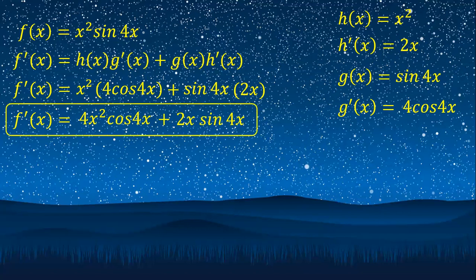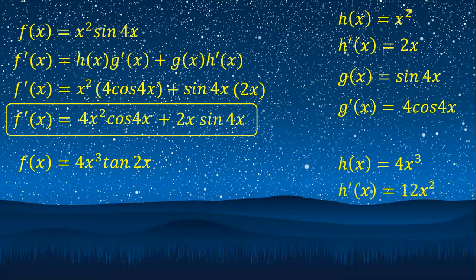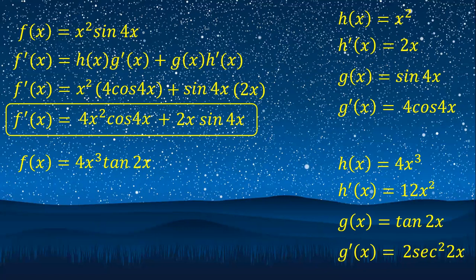Let's have the second example under product rule. F of x is equal to 4x cubed tangent 2x. So again, we will identify h of x, g of x, and its corresponding derivatives. So h of x is the first term or the first factor of the given function, and that is 4x cubed. Its derivative is 12x squared. Next, for g of x, the second factor of the given function, and that is tangent 2x. Its derivative is 2 secant squared 2x.